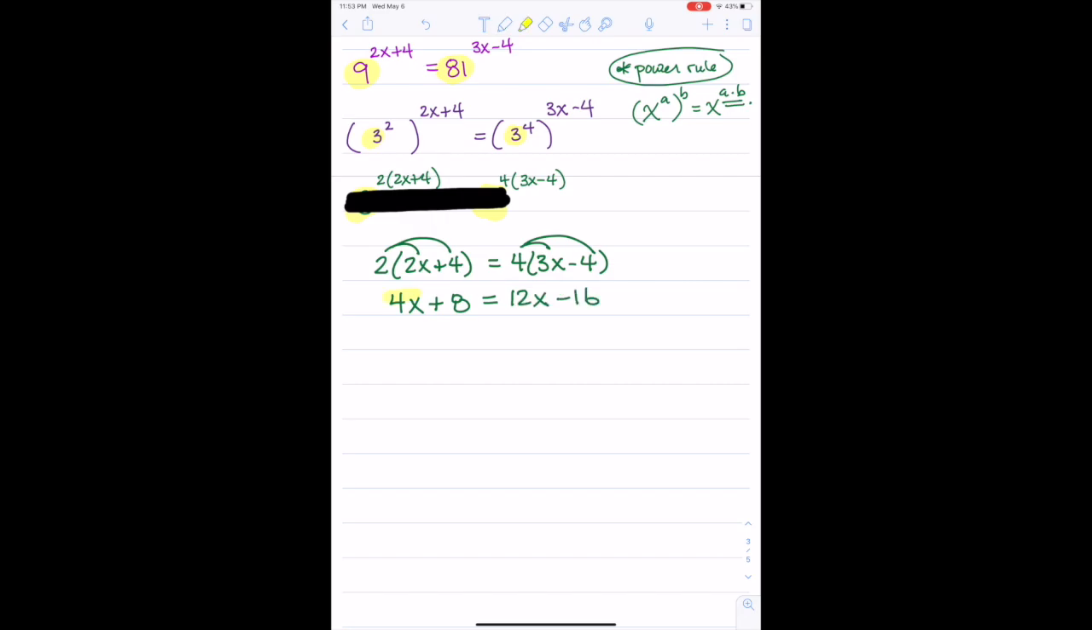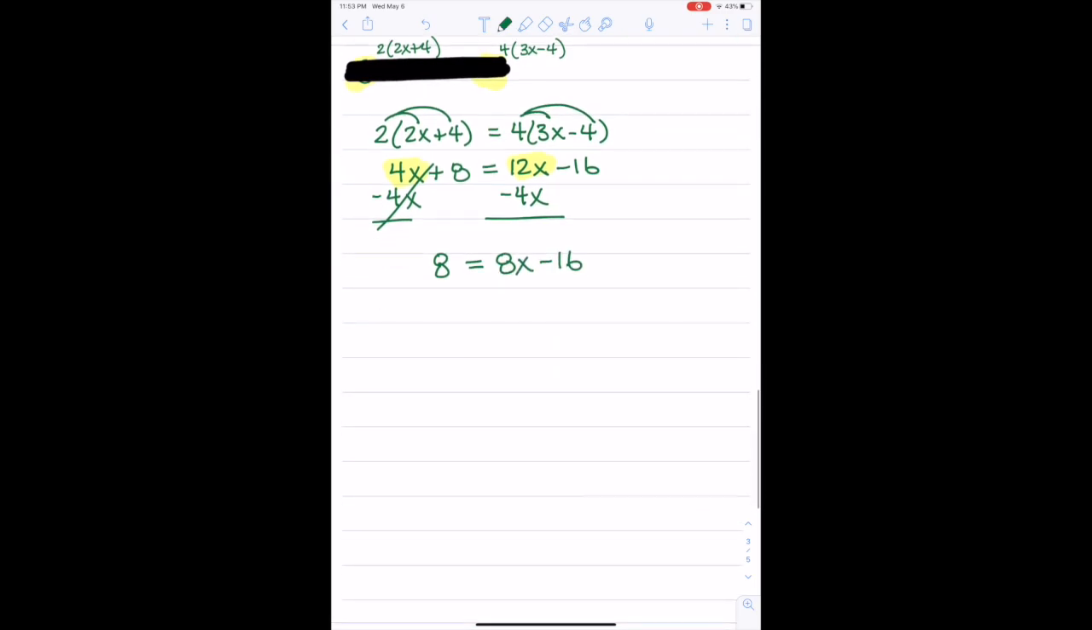Find the like terms. I see 4x and 12x. Again, I typically like to move the smaller one. Cancels, so I get 8 is equal to 8x minus 16. Now, these are like terms, so I'm going to move 16 over, and then I get 24 is equal to 8x, and if I want the variable to be alone, I will divide by 8, and that'll give me 3 is equal to x.